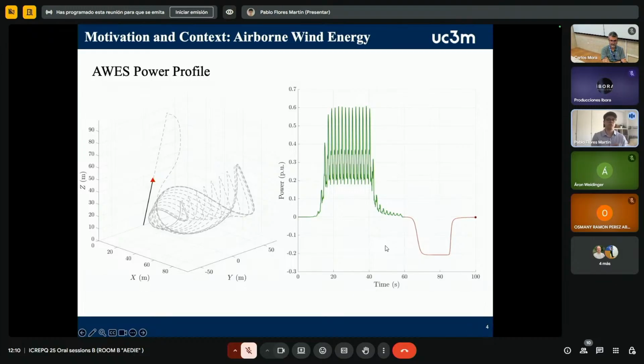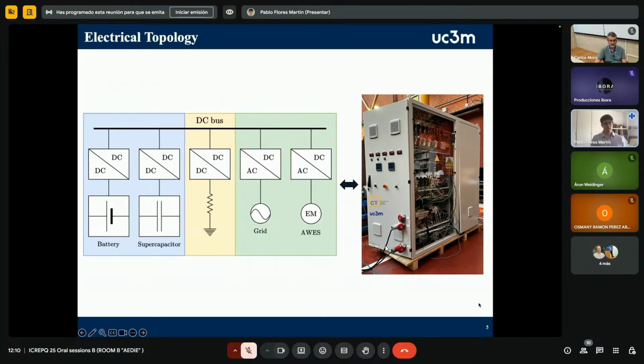As you can see, the resulting power is cyclical, with alternating periods of highly variable power generation followed by power consumption. This cannot be directly fed into the grid, therefore energy management must be done. To manage the AWES profile, the proposed energy management system uses a compact DC microgrid, ideal for lab testing and future field deployment. It has three main sections.